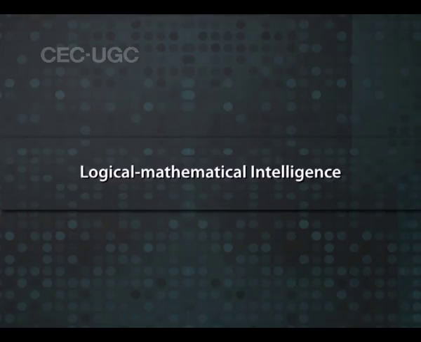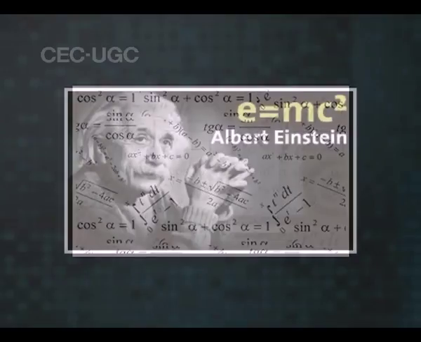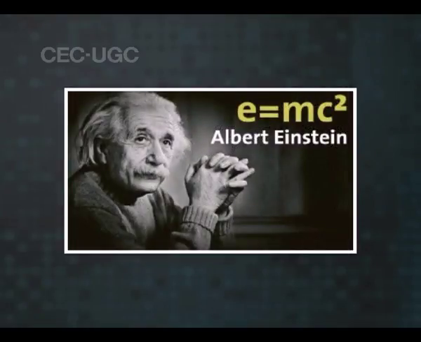Logical mathematical intelligence. It is the capacity to analyze problems logically, carry out mathematical operations and investigate issues scientifically. This includes such components as the sensitivity to and capacity to discriminate logical or numeric patterns, ability to handle long chains of reasoning, etc. Mathematicians, logicians and scientists exploit this intelligence.